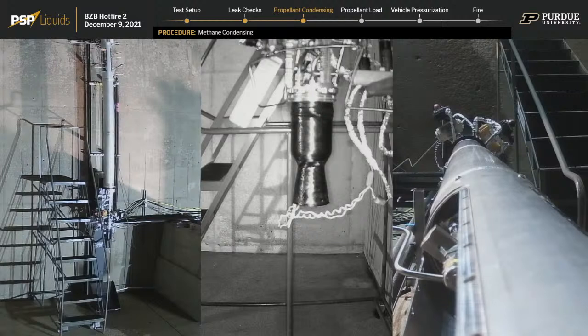Our engine is a carbon overwrapped silica phenolic ablative engine. So that may sound complicated. Let me break it down for you. Our engine uses what is called an ablative cooling cycle.